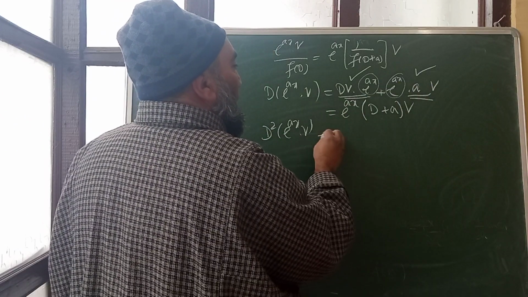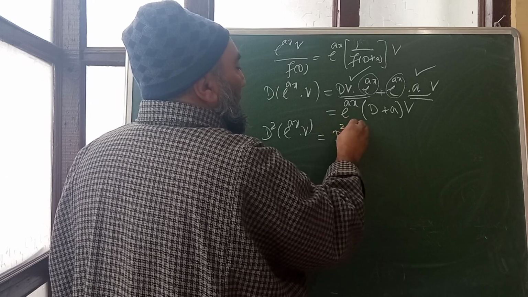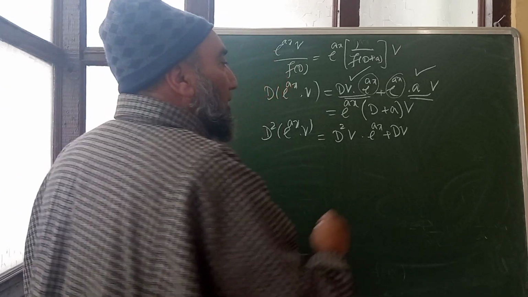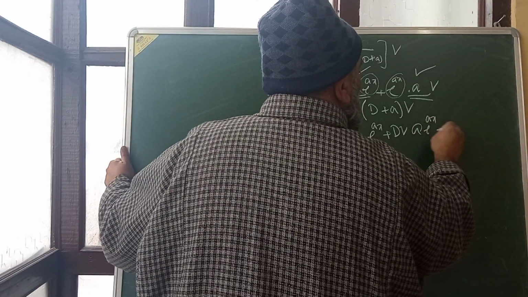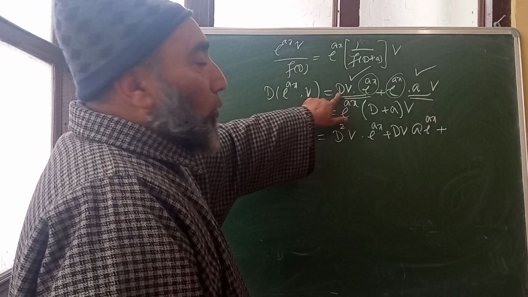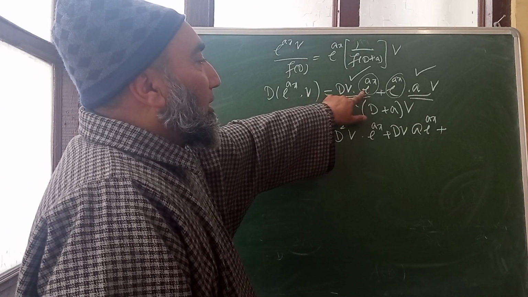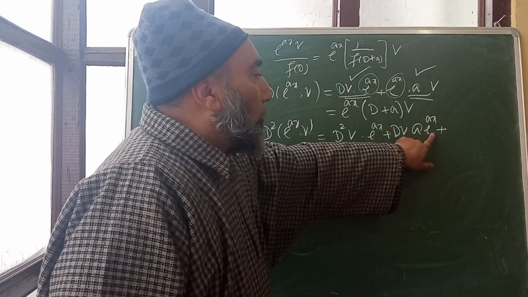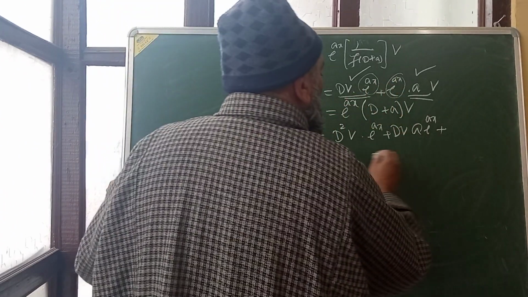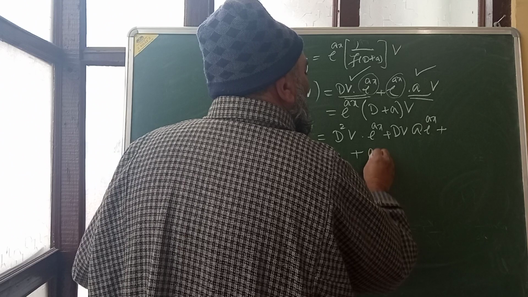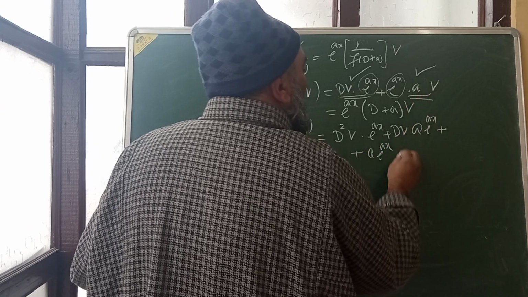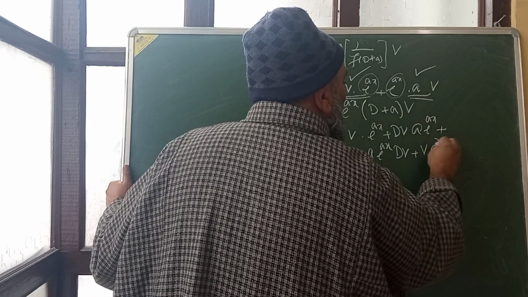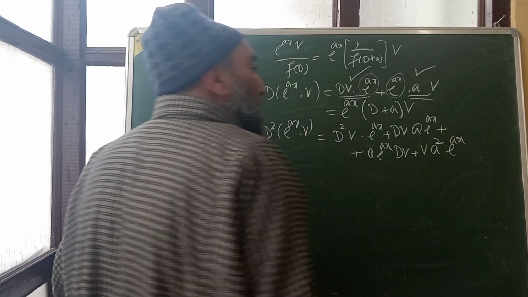So you see, it is two functions. This is d square v, e to the power ax as it is. Then dv as it is, derivative of e raised power ax is a e to the power ax, plus. One more differentiation: d square v, e to the power ax as it is. Now dv as it is, derivative of e to the power ax is a e to the power ax. Again, same rule here. It is plus a e to the power ax. Derivative of v is dv. Then v and a as it is, derivative of e to the power ax is a e to the power ax. So it is a square e raised power ax.